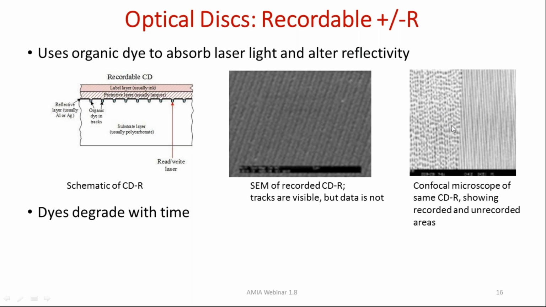But the point of these two pictures is this. The data in a recordable disc of this type, of the plus minus R, is optical only. It is not physical. You can see that here. An SEM, scanning electron microscope picture, is physical. It only shows what can be touched or diffract electrons, if you will. And so the data is not there. The tracks are, but you can't see the data. It's only optically there because we've changed the absorbance of that dye.